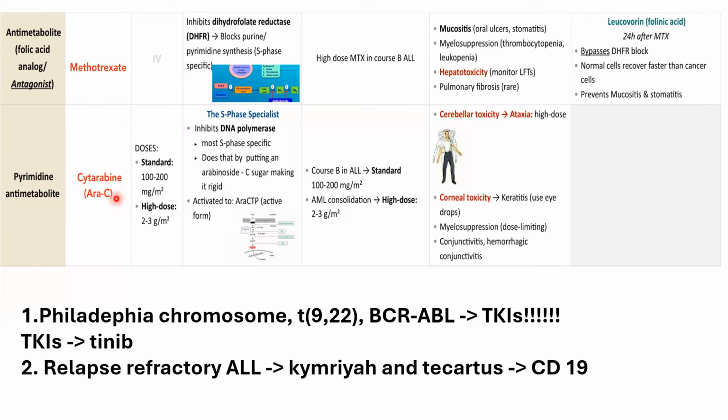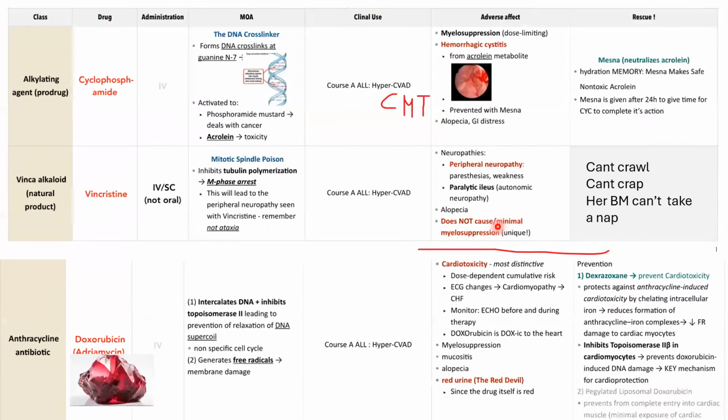Cytarabine, everything rhymes with the first letter, okay? So it works on the S phase. It inhibits DNA polymerase, specifically works on the S phase, okay? The adverse effects, everything starts with a C: cerebellar toxicity, corneal toxicity, conjunctivitis, okay? The reason I'm skipping myelosuppression is because it's in all the drugs. I don't think they'll ask you about this.